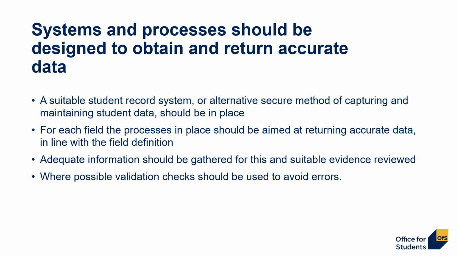This slide may seem quite obvious, but we would expect that systems and processes are designed well so that they do deliver accurate data. In practice, it means that you need to have an understanding of the field definitions and what's required. You'll need to also have a suitable student record system or an alternative system in place to capture and manage student data. Processes for application, enrollment and managing data throughout the student lifecycle will need to be designed to gather adequate information, including recording that supporting evidence was seen when necessary.